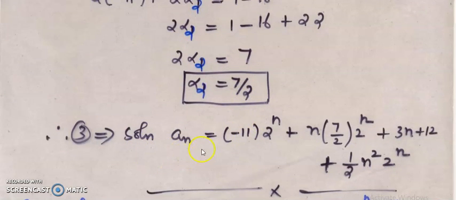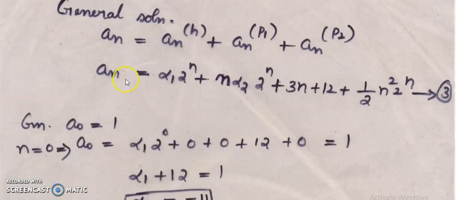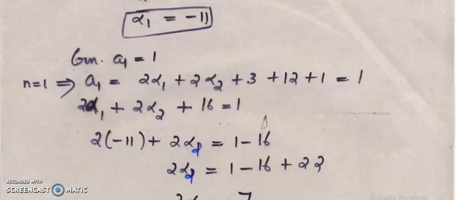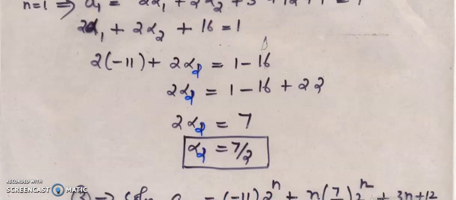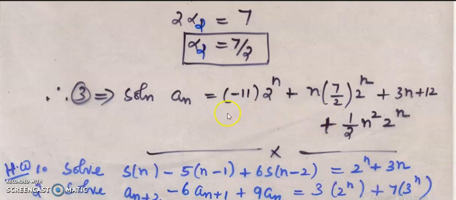Now the general solution is, because now we know what is alpha 1 and alpha 2, you can substitute it here. This is the general solution, right? After adding all the solutions, instead of alpha 1, alpha 2, you substitute the given values. That's what the initial conditions are for, right? So using the initial conditions, alpha 1 is minus 11, alpha 2 is 7 by 2. Substitute it here to get the solution. This gives the solution of the given non-homogeneous recurrence relation.